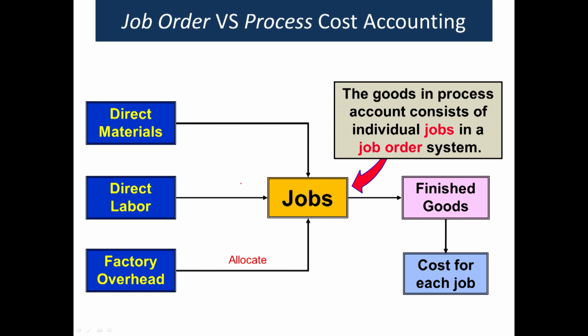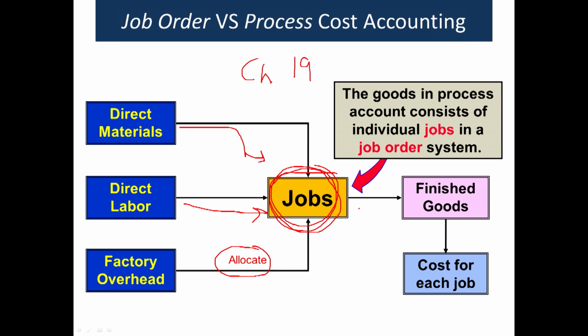and as a reminder, goods in process and work in process are the same things. When I talk about goods in process inventory and work in process inventory, those are two different terms for the exact same thing. And I'll switch back and forth without even thinking about it, so just be aware of that. But in a job order system, this is Chapter 19, the goods in process account consists of individual jobs, like several different houses being built, right? And you've got your direct materials being traced there. You have your direct labor being traced there. And then you have your factory overhead that we allocate there, right? And then we transfer it to finished goods when the job is over. And eventually we can figure out the cost for each job, correct?